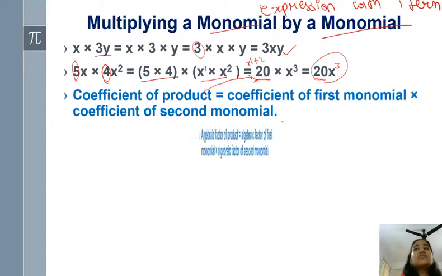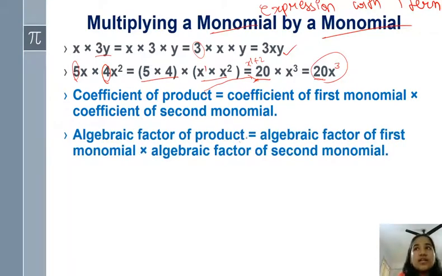Another thing to note is the algebraic factor of the product is equal to the algebraic factor of the first monomial into the algebraic factor of the second monomial. What is the algebraic factor? This x is the algebraic factor of this monomial, and over here it is x square. So when we multiply x into x square, we use the law of exponent: x to the power 1 plus 2 is equal to x cube. So we got the algebraic factor of the product.